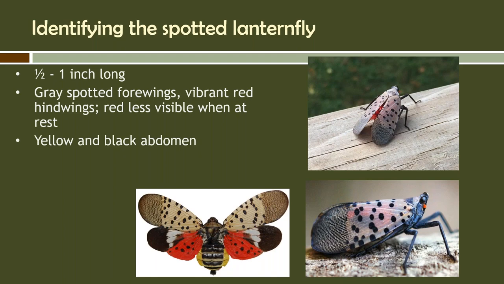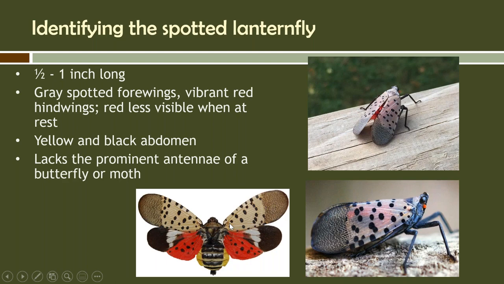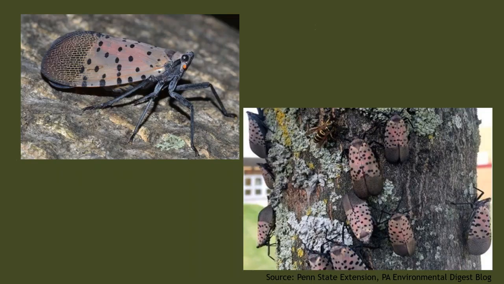The sexually mature adults have yellow banding on their abdomen, which you will see when the wings are flared like this. And you will note that it does not have these very long prominent antennae the way a butterfly or moth does, so that is another way you can distinguish them. Those little orange nubs that you see on the photo on the bottom right are not its eyes or cheeks or anything. Those are its antennae. They're just very, very short, the size of the little black dots above it.